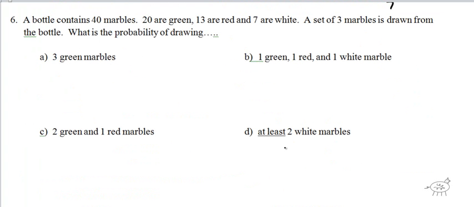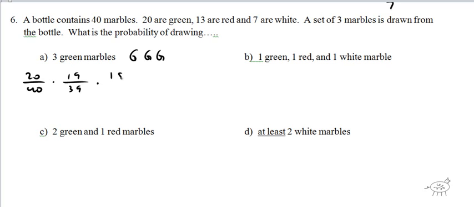A bottle contains 40 marbles, 20 are green, 13 are red, 7 are white. A set of 3 marbles is drawn from the bottle. What is the probability of drawing 3 green marbles? So again, green, green, green. So it's 20 out of 40. We use one of those green marbles, so it's 19 out of 39.